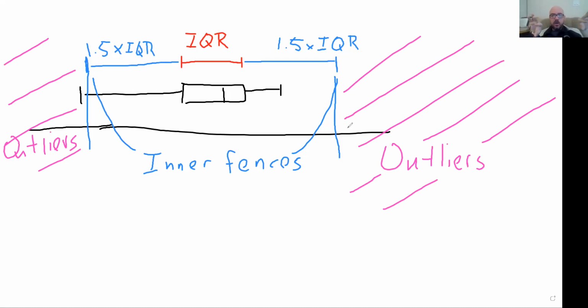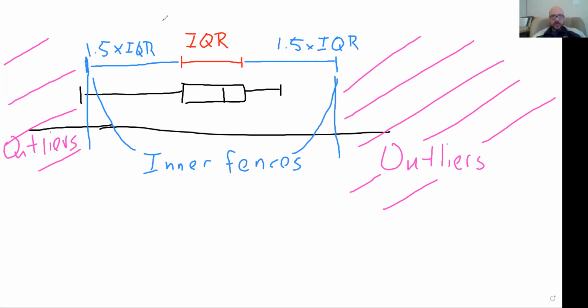And really, all we're saying is anything that's sufficiently far away from the middle of the data is an outlier, with middle here being defined as the middle 50%, right? So anything that is far enough above the top of the middle 50%, so far enough above the 75th percentile, or far enough below the 25th percentile, is considered an outlier.